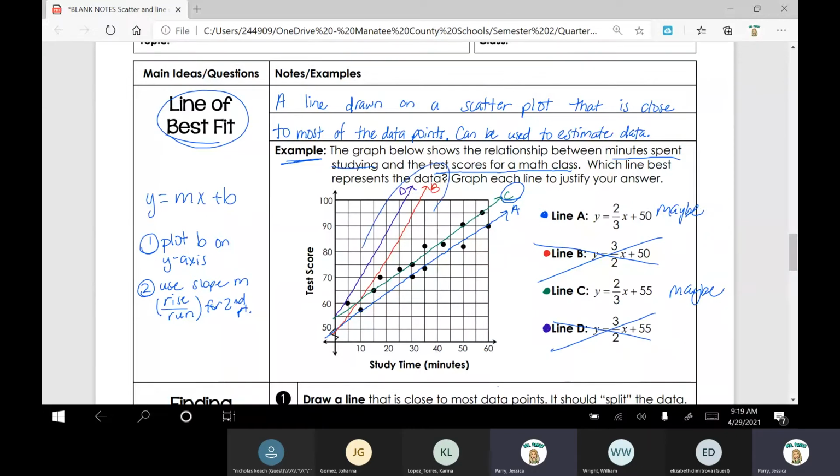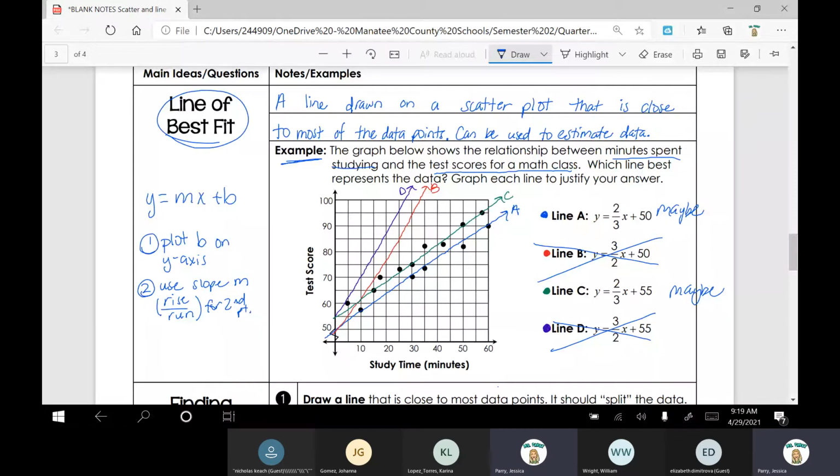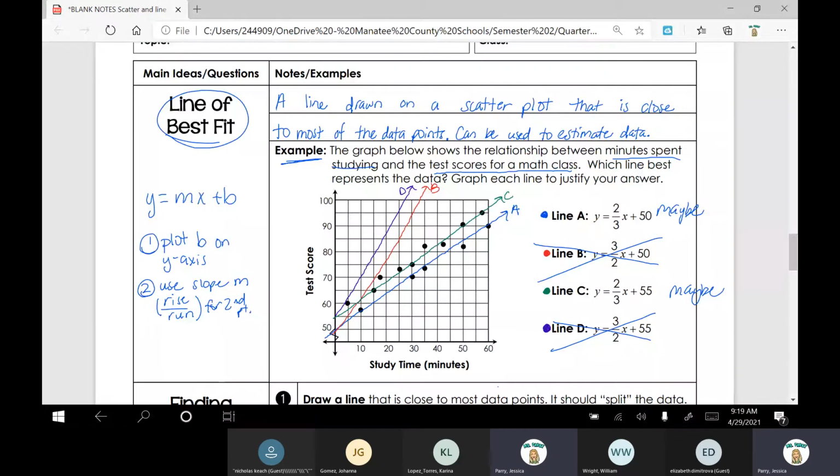You can even see here that B and D are just nowhere near our points. That's why we can just get rid of those completely. So we know it's either A or C. And we want to see which one's closest to most of our points. You can see A is just a little bit lower and C is a little bit higher than all of our, it's more of like in the middle there.